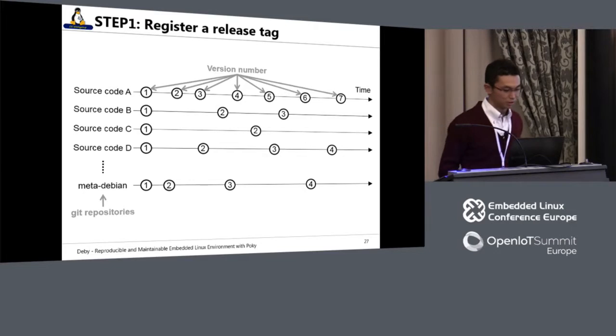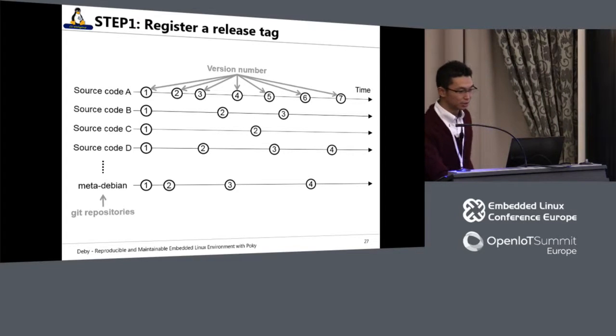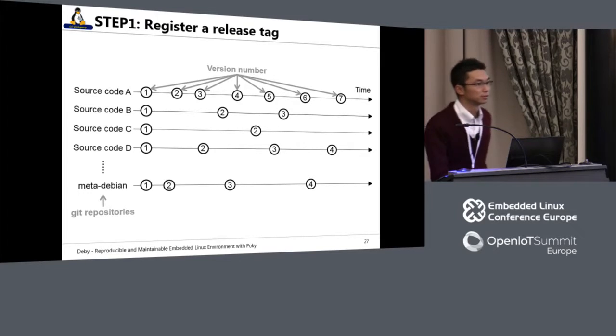I'll explain with this simple figure. Each line is the timeline of the source code and the meta-debian, and the circles are the version numbers of each software.